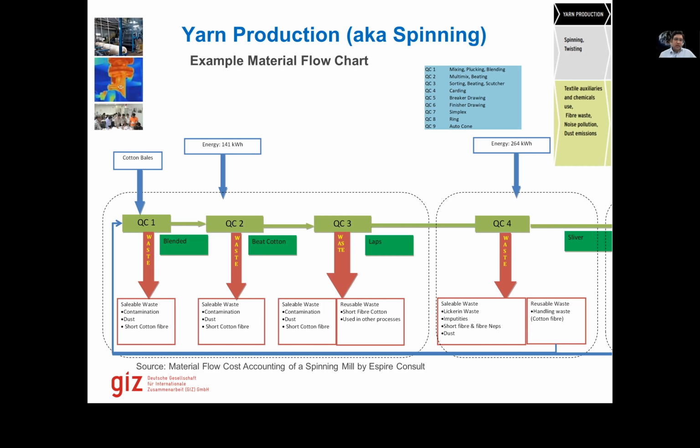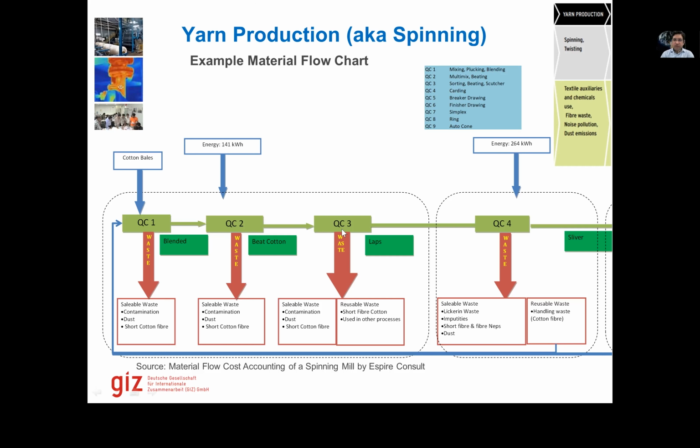And the waste that comes out of here is contamination, dust, and any very, very short cotton fibers. From the beating process, that is for QC2, we beat the cotton in a way that it opens up. So all the fibers open up. You might have seen this process also in the cottage industry, where they do the cotton beating to fill in the blankets as well.